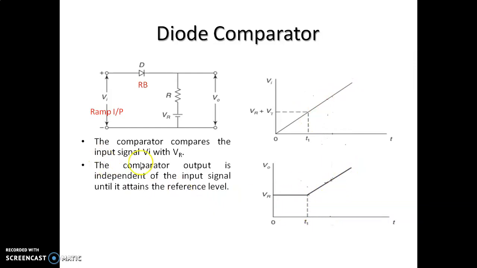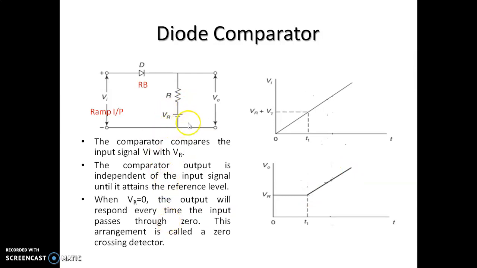The comparator output is independent of the input signal until it attains the reference level. What is the meaning of this? Whatever may be the input in this portion, where the input is less than the reference level, the output of this circuit remains at the reference level. Once it attains the reference level, the output follows the input. Suppose in this circuit the reference level is maintained as 0. Then this circuit is called a zero crossing detector. That is, the output will respond every time the input passes through 0.